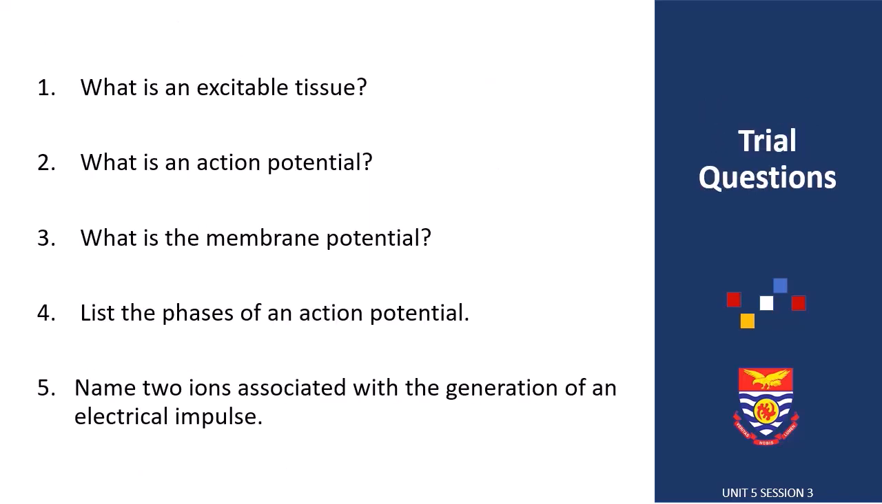Now have a look at these trial questions. What is an excitable tissue? What is an action potential? What is the membrane potential? List the phases of an action potential. And then also name two ions associated with the generation of an electrical impulse.